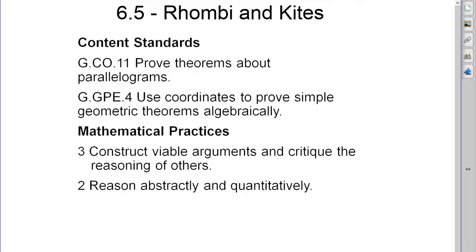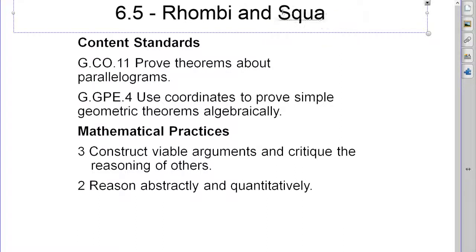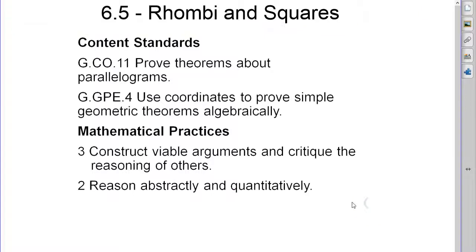Oh, this says rhombi and kites. It should be rhombi and squares. Oh, I just made a mistake. Sorry about that. Rhombi and squares. There we go.